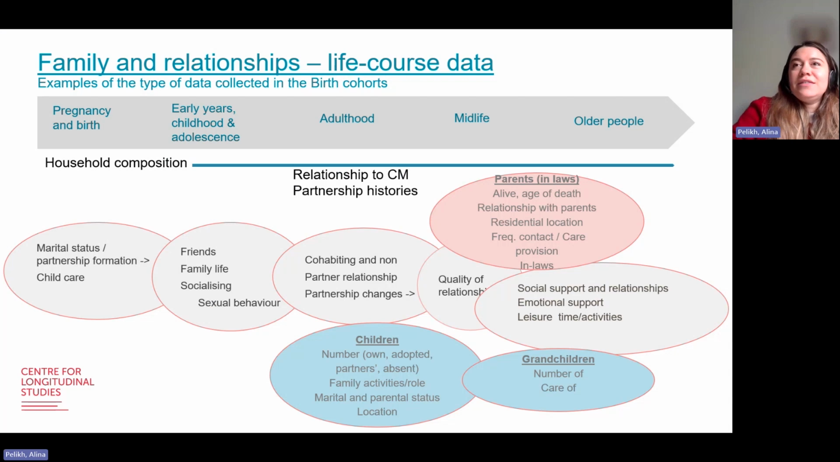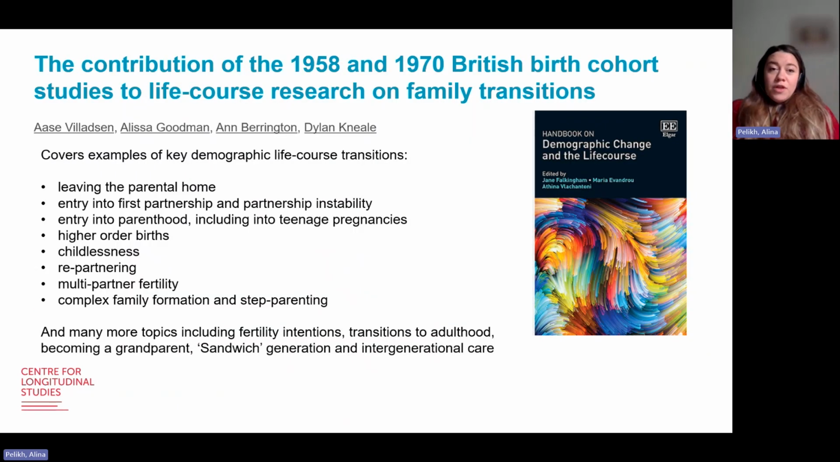So I just wanted to remind you, as Vanessa said, the data collected can cover different stages of the life course. So there are limitless opportunities for research using relationships and family data. One of the resources that I wanted to highlight, and I'm not going to talk much about the examples mentioned in this chapter, but it's a brilliant chapter that summarizes the contributions of the 1958 and 1970 British birth cohort studies to life course research and family transitions.